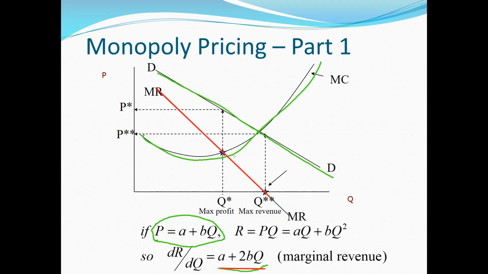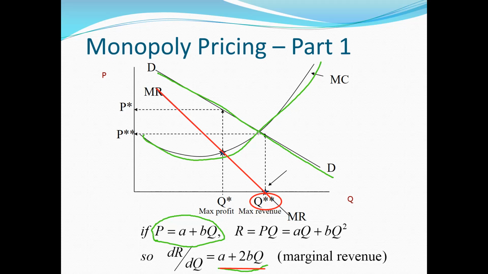So if I want to maximize my revenue, I want to be supplying this amount of quantity. I want to be supplying this quantity, Q double prime, because that's where the marginal revenue curve hits zero.